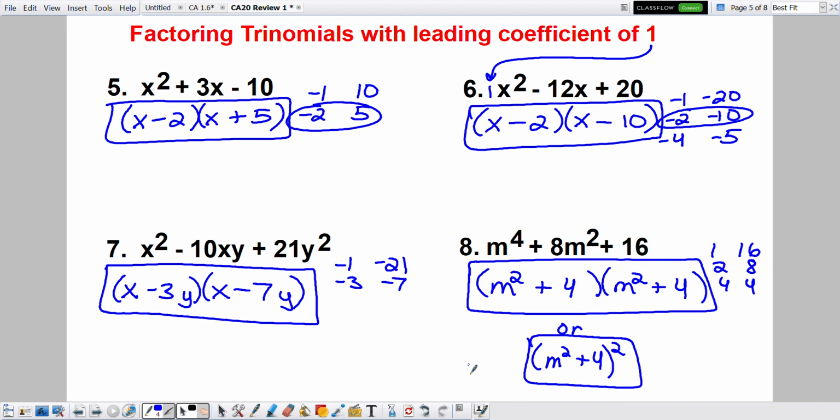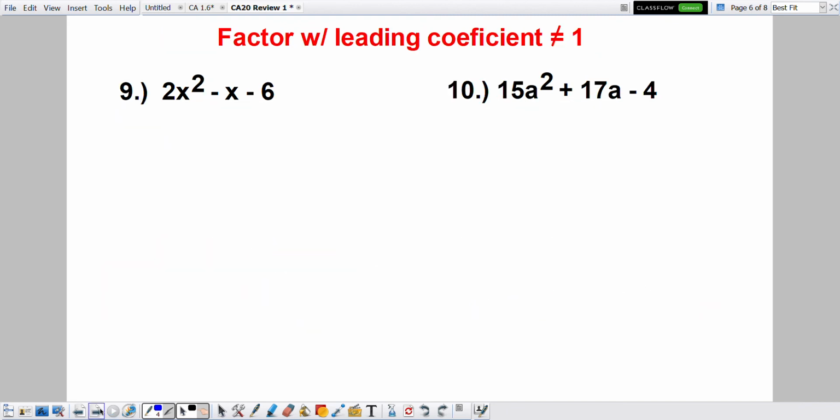Okay, so that's how you can factor with a leading coefficient of 1. It's not really that difficult. The ones that are difficult are when it's a leading coefficient, some other number besides 1, if there's something in front of x squared, like you saw in our earlier example. So let me go ahead and show you a couple examples of that.